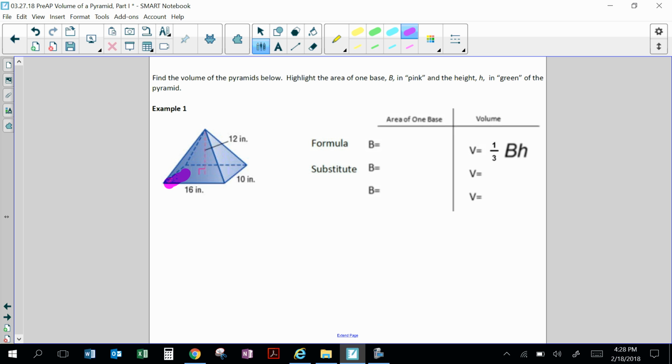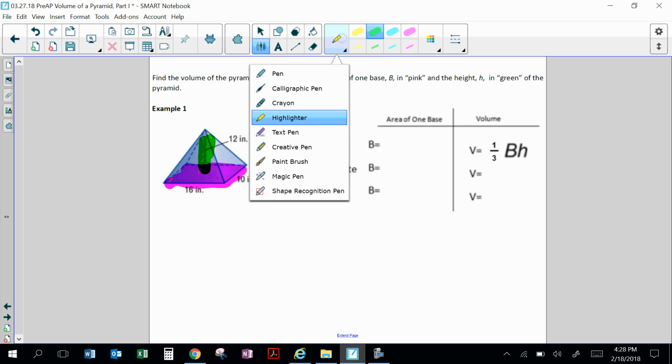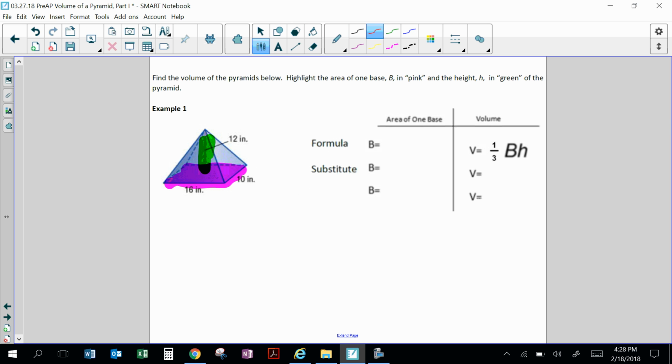Highlight the area of one base in pink. So I'm going to highlight this in pink. And highlight the height in green. So the height is here. So the area of one base: this base is a rectangle. So what's the formula for a rectangle? Base times height. So the base is 16 times the height. That's 160.